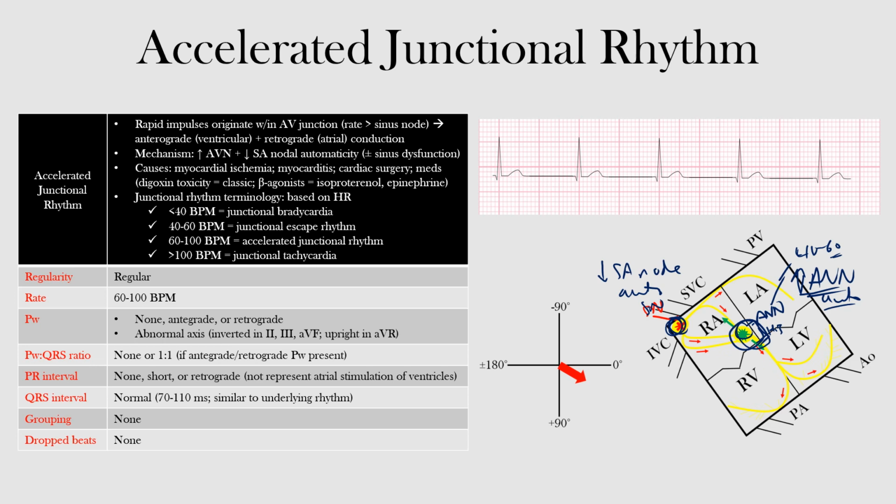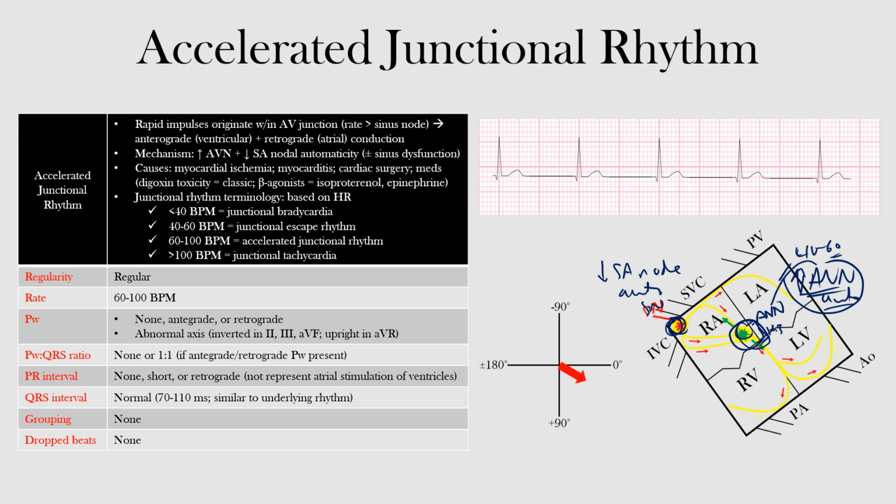Now, if there is some sort of sinus node dysfunction, whereby the sinus node doesn't fire, the AV node may then take over in what we call a junctional rhythm. It is then from an increase in AV nodal automaticity, so this increase here of this AV node firing even more, that we get this accelerated junctional rhythm manifesting.